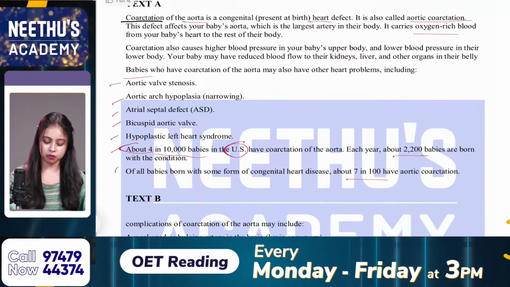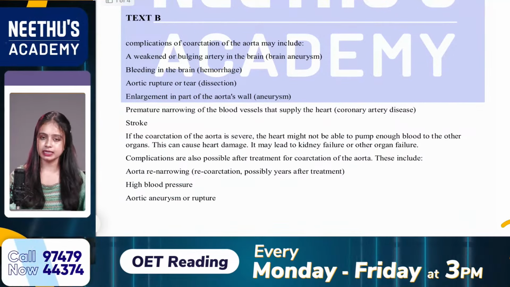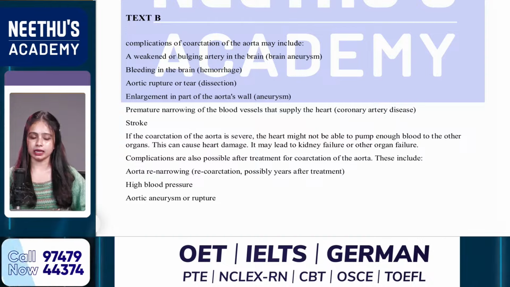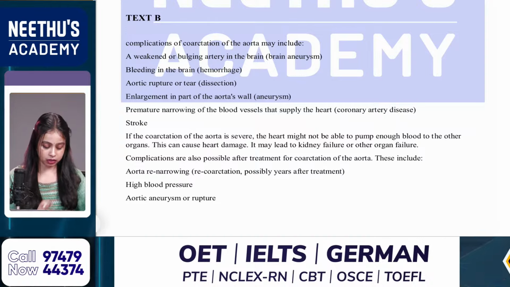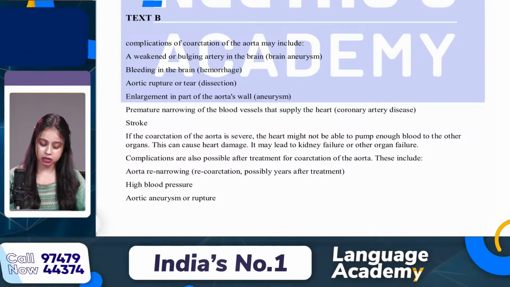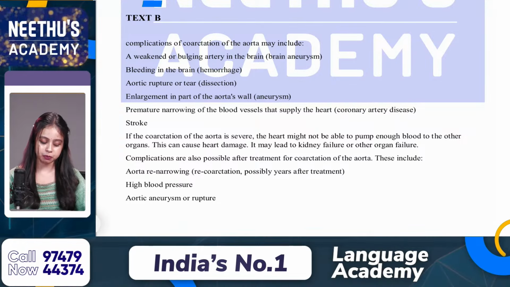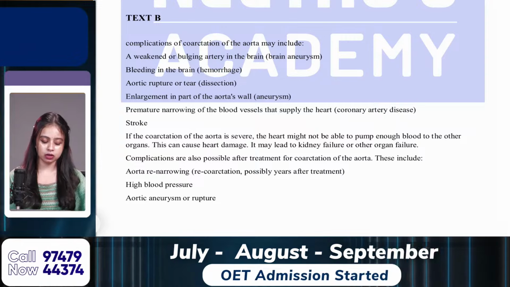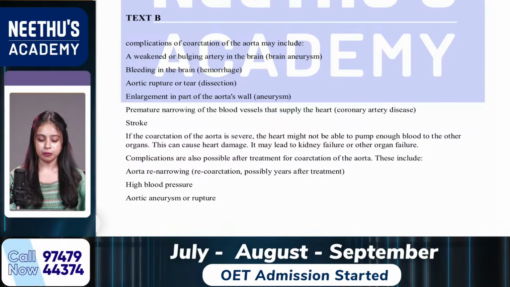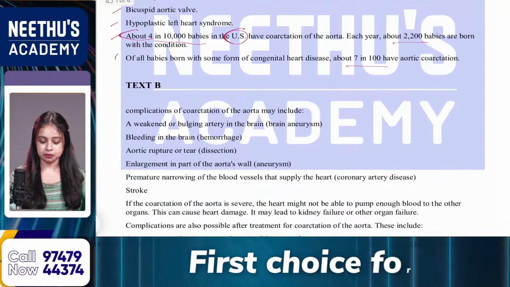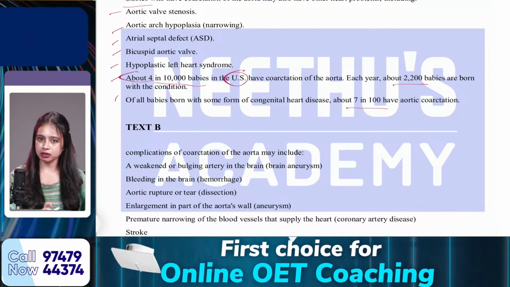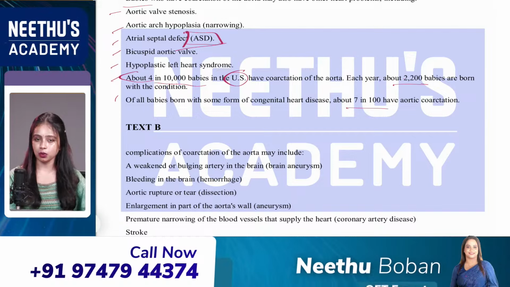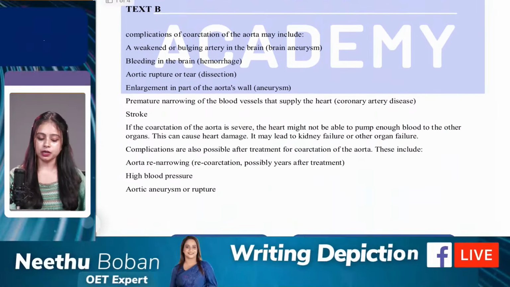So now we are moving to the second. Tell me, what are your keywords from the second text? Riba: present, birth, aortic coarctation, heart problems, ASD, 4 in 10,000, US. Very good. Yes, and I missed one thing and thank you so much for that. ASD, yes, the abbreviation is mentioned.